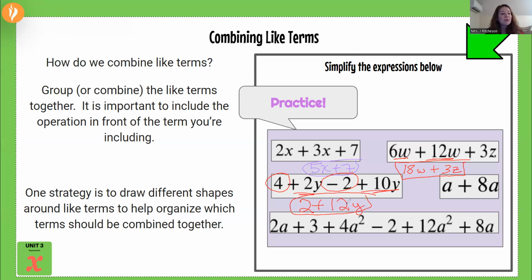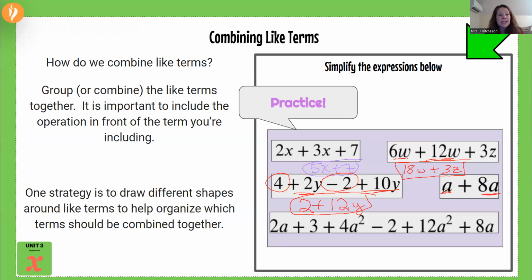Absolutely. And by the way, if you wrote this in a different order, if you wrote 12y plus 2, you've used the commutative property, and that will tell you that you have an equivalent expression to mine. Same thing here. If you put 3z plus 18w, you still got the same answer. 7 plus 5x is the same. They're equivalent, right?